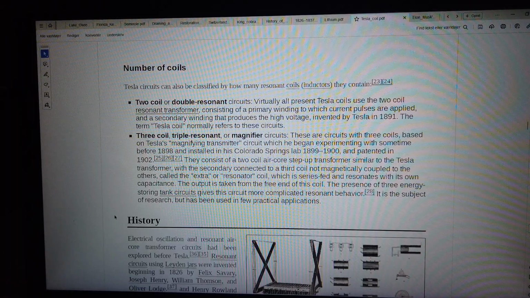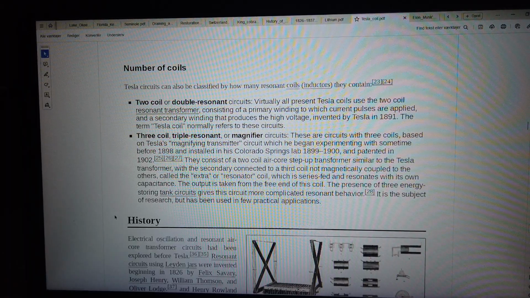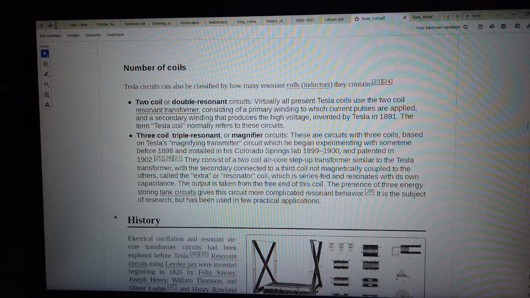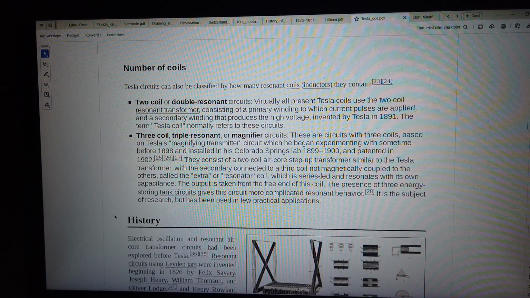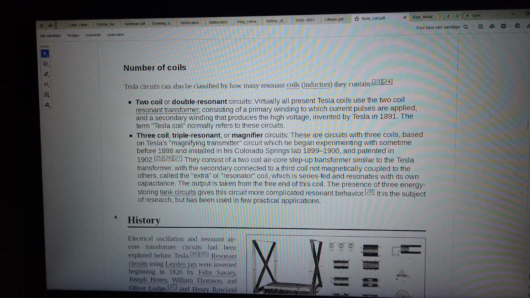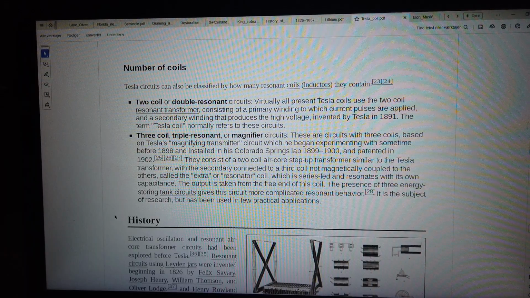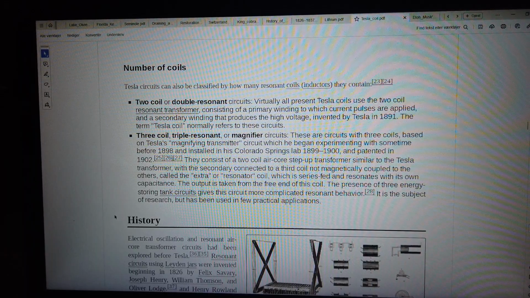3-coil, triple resonant, or magnifier circuits. These are circuits with 3 coils, based on Tesla's magnifying transmitter circuit which he began experimenting with sometime before 1898 and installed in his Colorado Springs lab in 1899-1900, and patented in 1902.